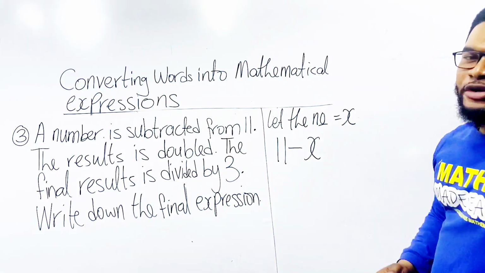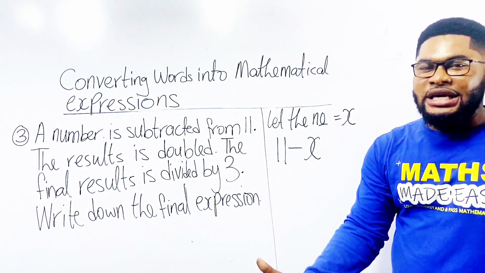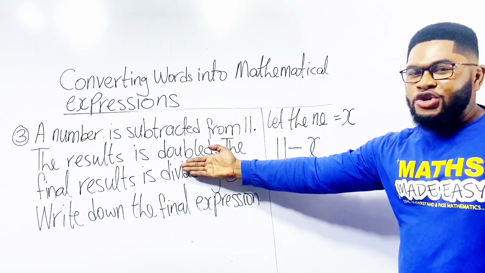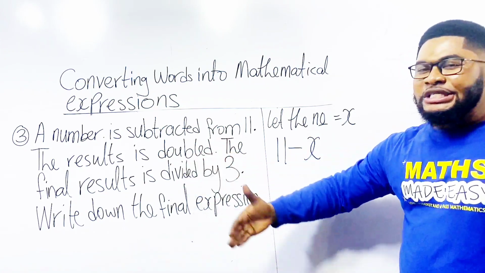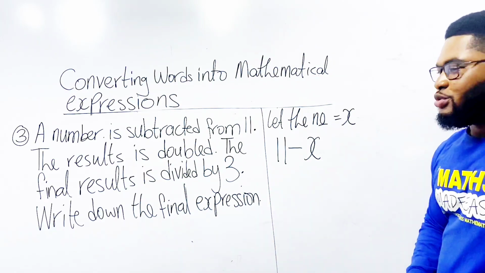11 minus x is the result because they are not like terms. So 11 minus x remains as 11 minus x. So we will double this. Now the word double is a new word. Let us get the meaning. Double means multiplying by 2. So still we have to multiply this by 2, meaning double.